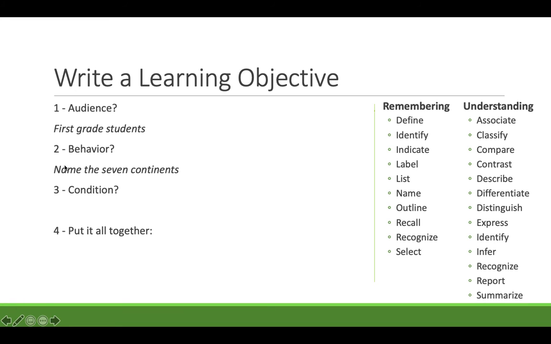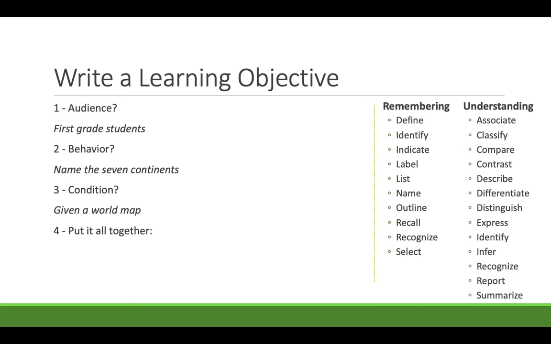So you list the verb and exactly what it is that they need to do with the verb, okay? You can choose a condition. I am going to choose a condition for this one. You don't always have to, but I'm going to give the first grade students a world map to be able to perform this task. So there's not always a condition.